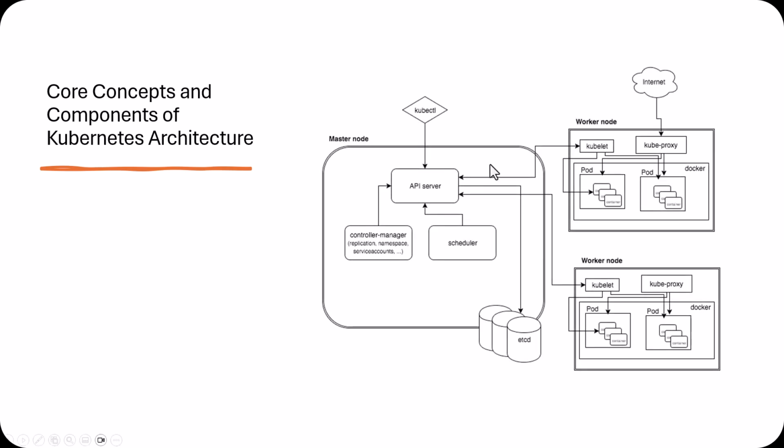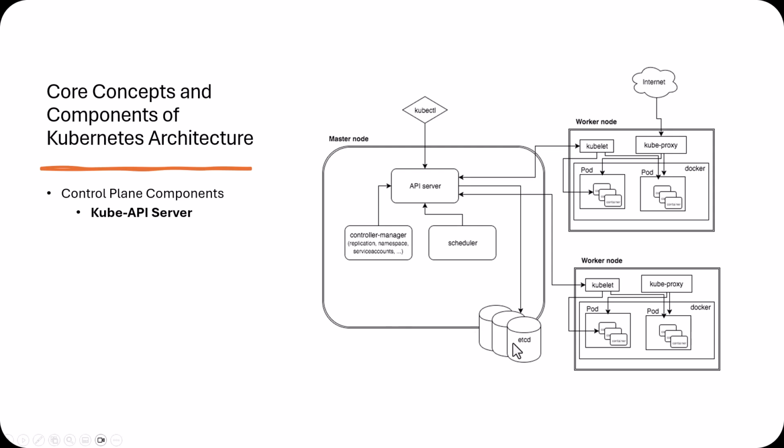So this is the master node, which is the control plane in fact. The control plane components are, first, the kube API server. Let's see what the kube API server does. This component exposes the Kubernetes API. It is the front end for the Kubernetes control plane. The kube API server is designed to scale horizontally, that is, by deploying more instances of it.